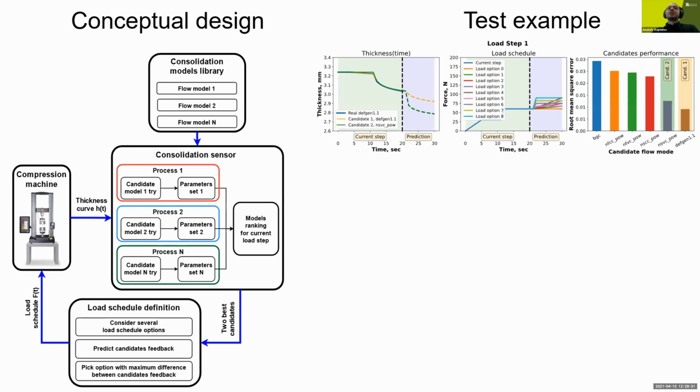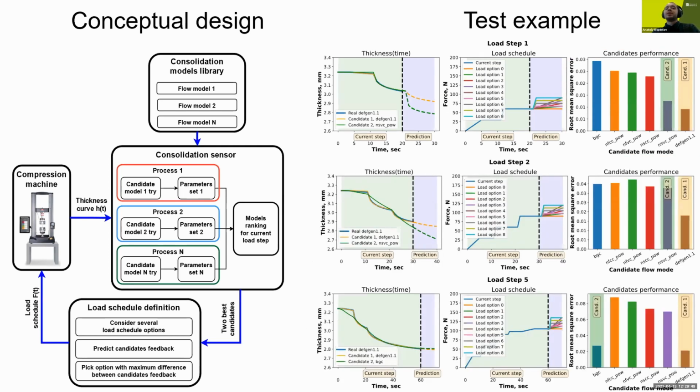And we can see how the program is constructed dynamically. We have a compaction response here with the prediction for the next load step. We have various options for the next load step, and we have a comparative bar chart for each of the models in the library. We can see which models perform better and how it changes throughout the experiment. And that's how, in the end, we have a completely data-driven consolidation testing program for our composite.